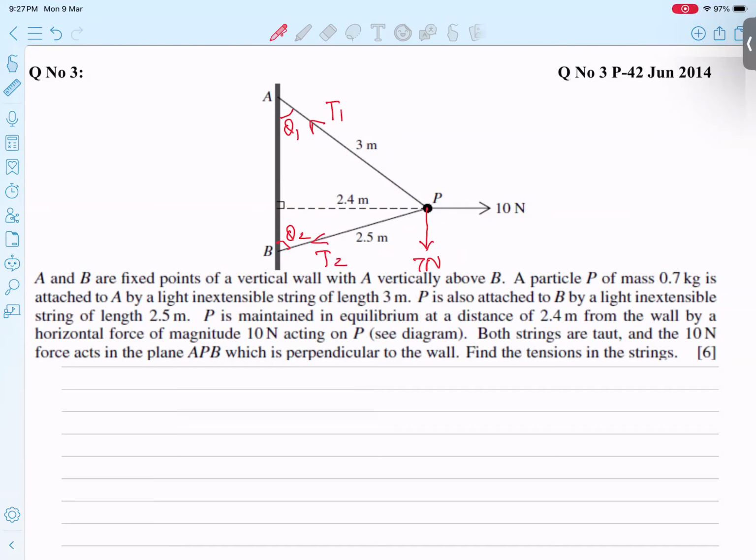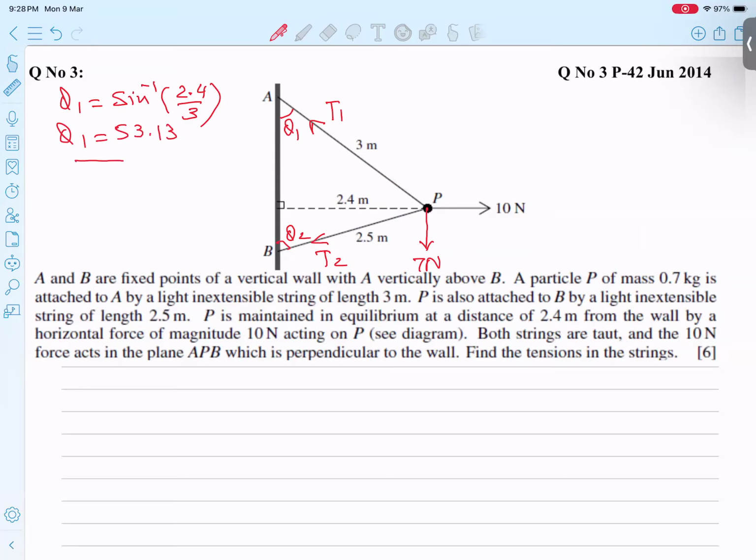So how to get theta 1? I'm using the side in front of this angle, the opposite, and this is the hypotenuse. So theta 1 is equal to sine inverse of 2.4 by 3. If I take sine inverse of 2.4 divided by 3, I get theta 1 as 53.13 for more accuracy.